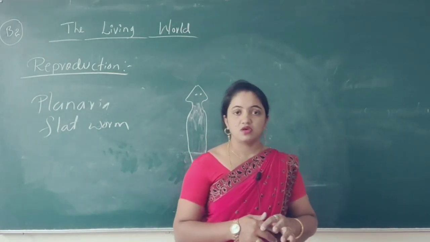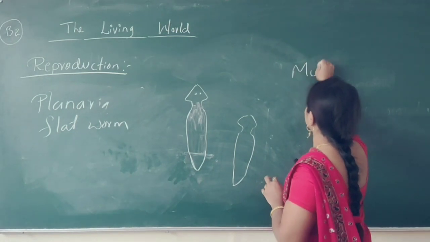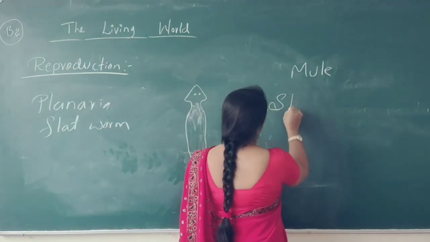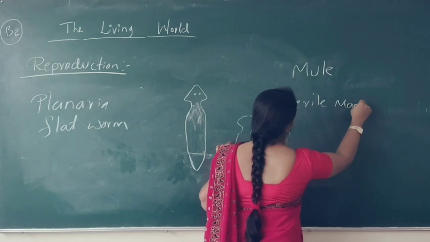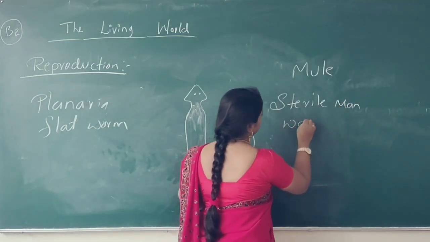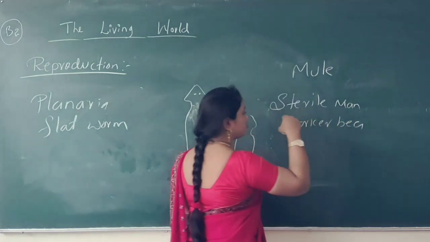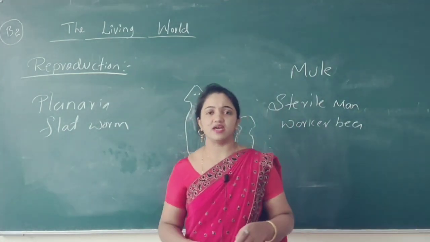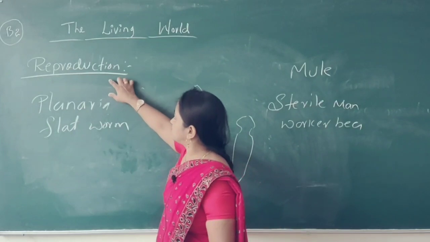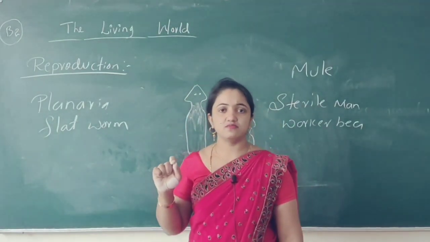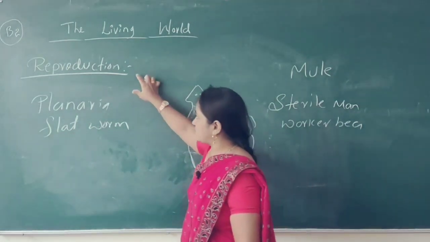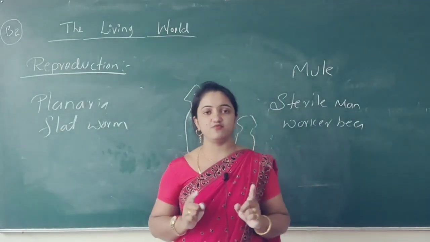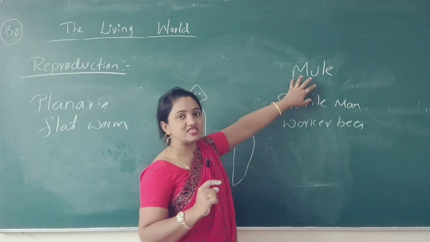And let me tell you some animals. Mule, as I gave one example, mule or sterile man, and one more is the worker bee. They do not reproduce. If they are not reproducing any organism, can we put this property under living organism? No, we cannot. That's why reproduction is a character of living organisms, but reproduction is not a defining property of living organisms.